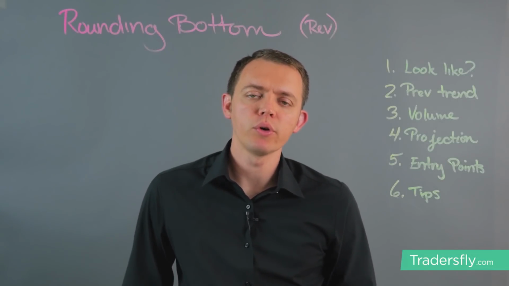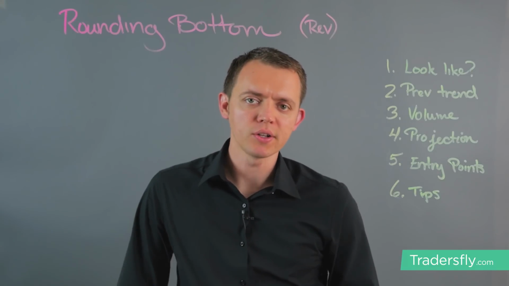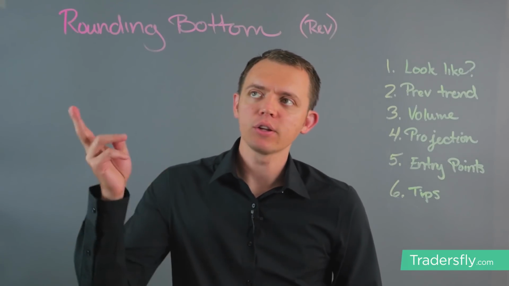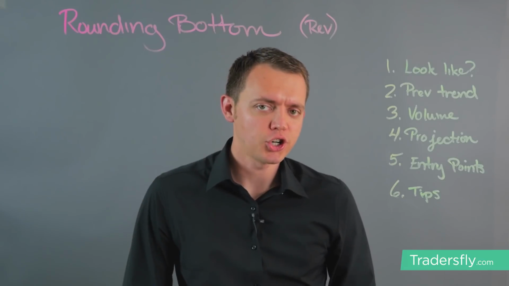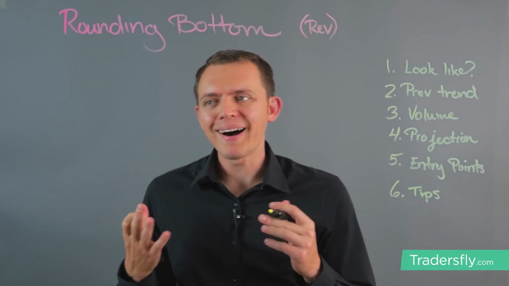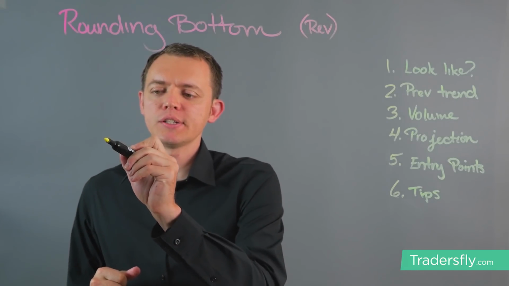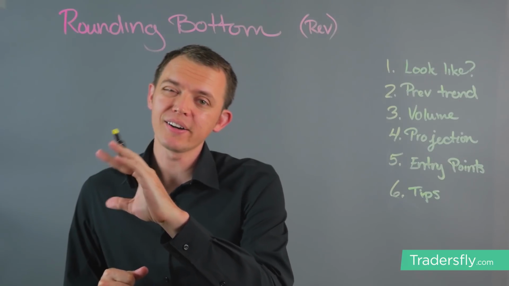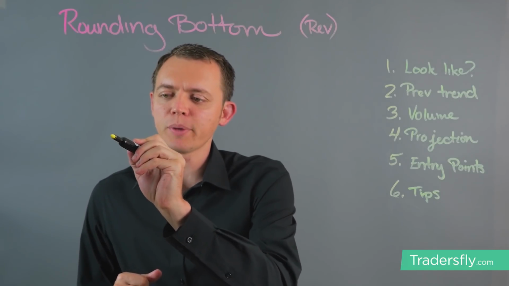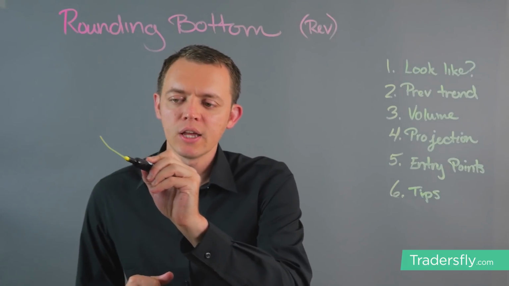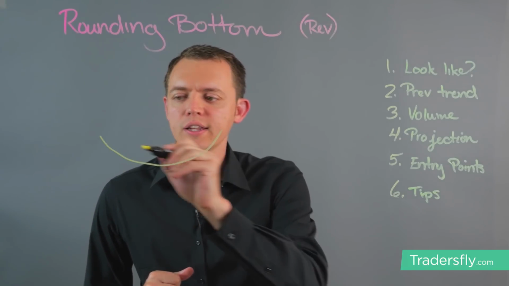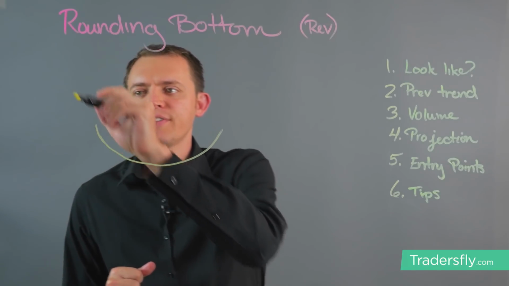In this episode, we're going to go back into some technical analysis basics, and we're going to take a look at the rounding bottom stock chart pattern. So a rounding bottom, when it comes to stock charts, is basically a reversal pattern. It doesn't always have to be a reversal pattern, but typically what happens is you create kind of this rounding bottom effect.